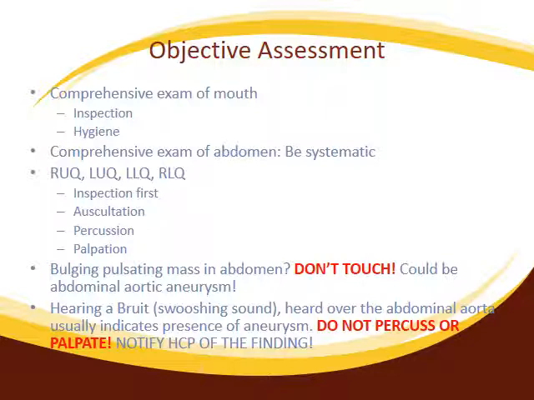So always look first. Then we get that stethoscope out and we're going to auscultate. And you're going to auscultate from the right upper to left lower to right lower. Do it in that system. You're auscultating for, of course, bowel sounds. That's the most obvious. But you're also going to auscultate for bruits. And you look at that last point I added there, which is hearing a bruit, which is a swooshing sound. If you hear that over the abdominal aorta, it usually indicates the presence of an aneurysm.